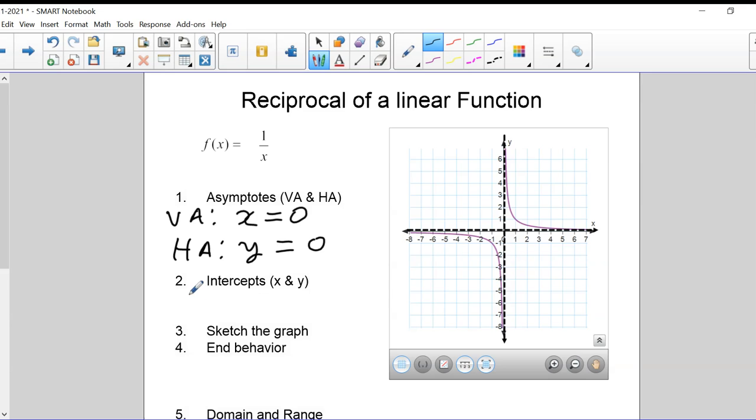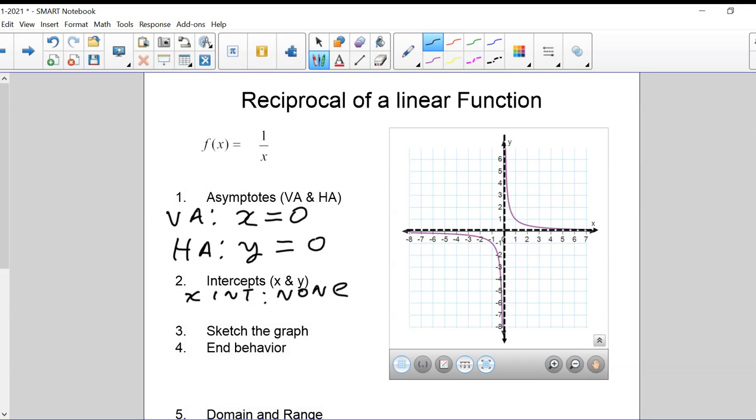Let's get to the x-intercepts first. Where does this function, this purple line that was drawn by the smartboard, where is the x-intercept on this function? Okay, Jeremiah, I see your hand up. Go ahead, please. There are none. There are none. There's a reason why there are none, by the way.